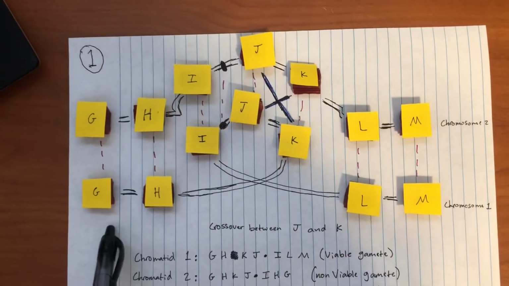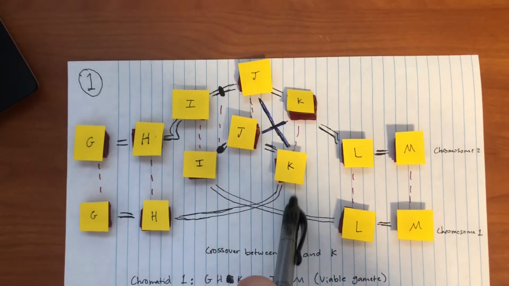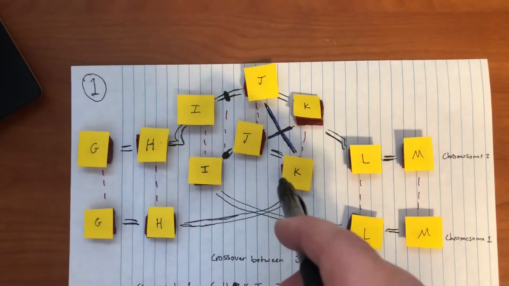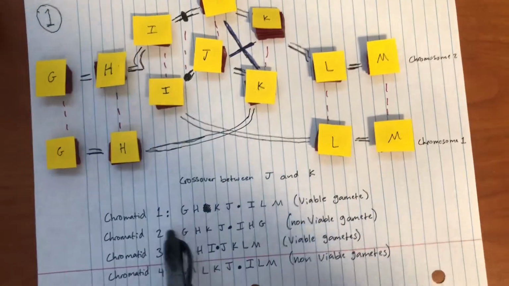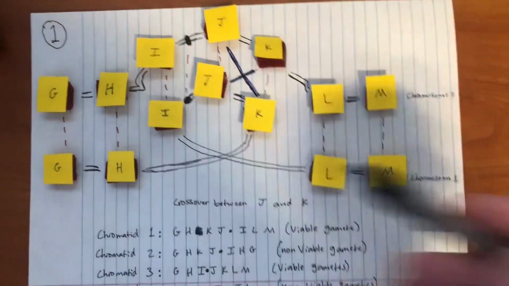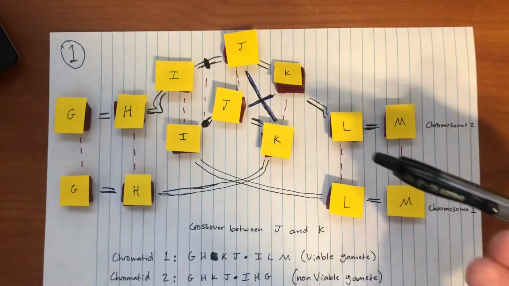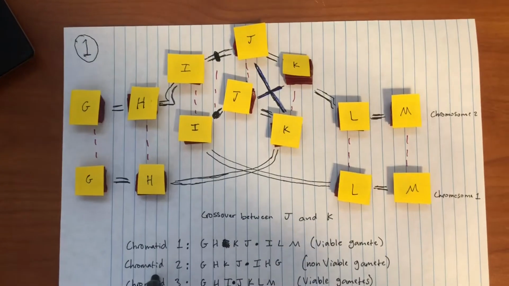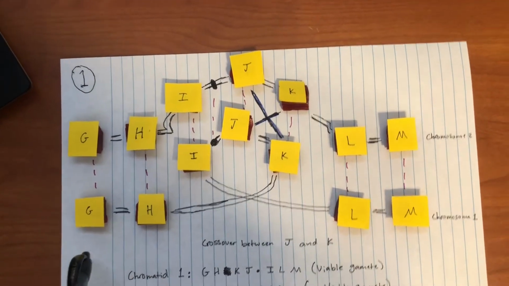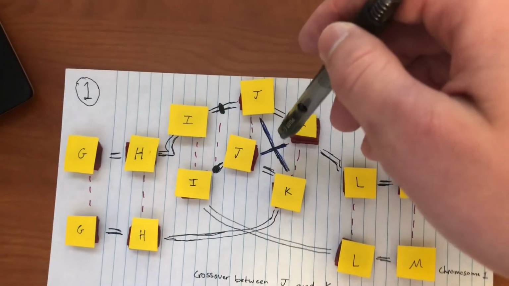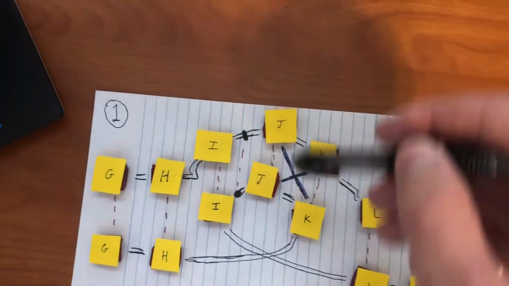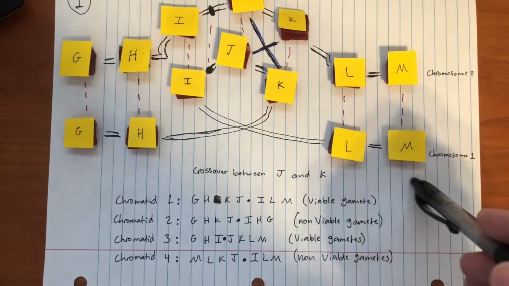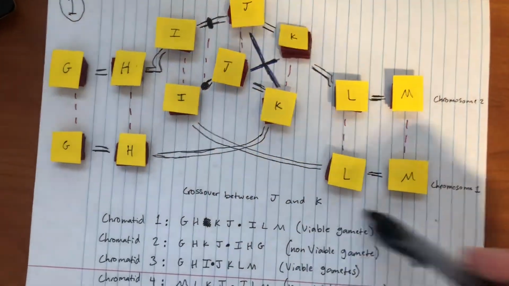So we're going to go from G, H, K, but since it's on the inside here, it's not going to be affected by this crossover, so it's G, H, K, J, centromere, I, L, M. That's chromatid 1, and it's viable because there are no aberrations except for this inversion, but all genes are still present, so it's going to be a viable gamete. Chromatid 2 is on the outside here, G, H, K, but now it's affected by this crossover, so it's G, H, K, J, centromere, I, H, G, which produces a non-viable gamete because it's missing these genes over here.